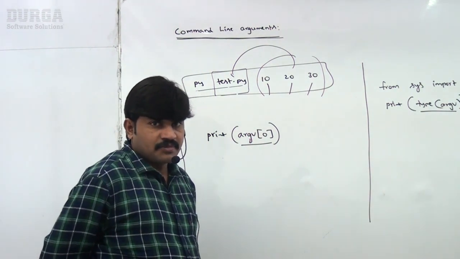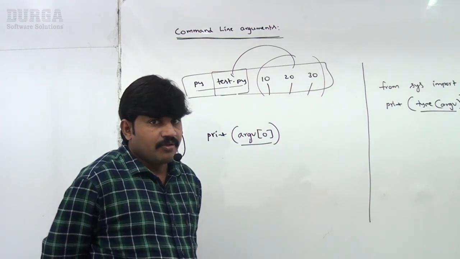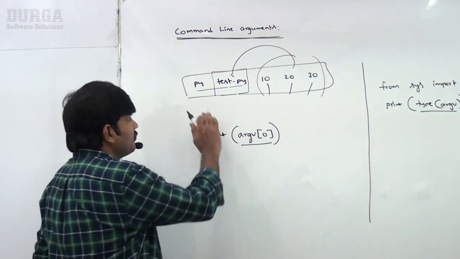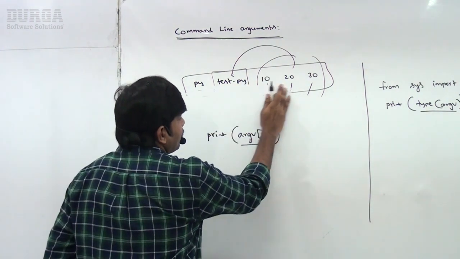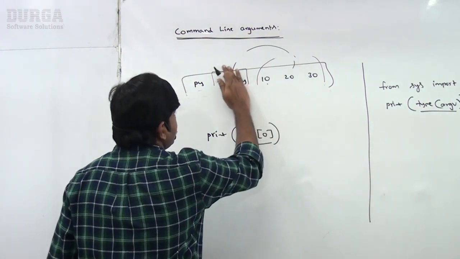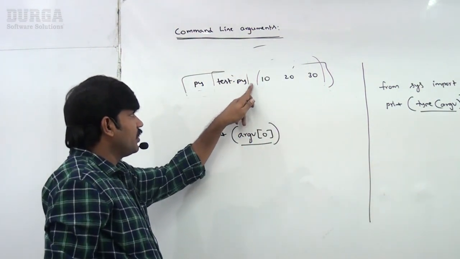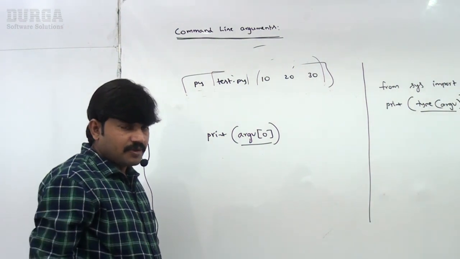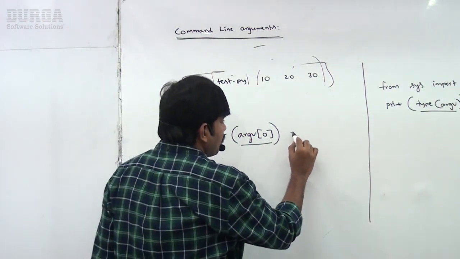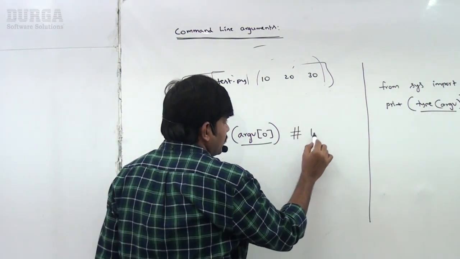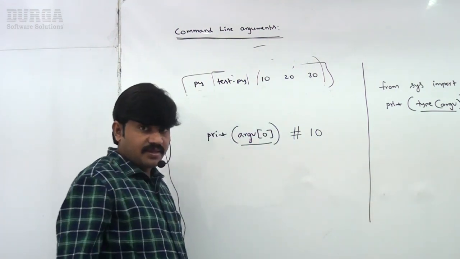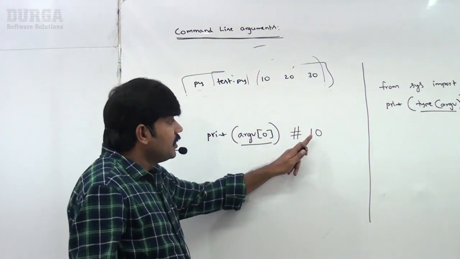Yes, friends, obviously the first command line argument. What is the first command line argument for this command? py test.py 10, 20, 30. This is just my execution. So what is the first command line argument? What are we going to get? Most of the people are going to feel that it is the 10.